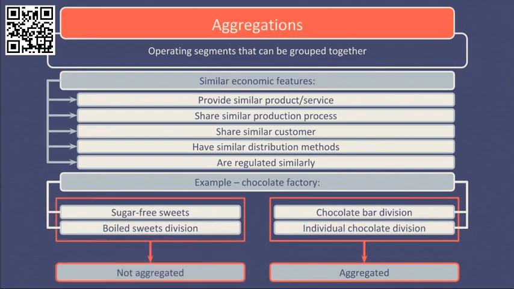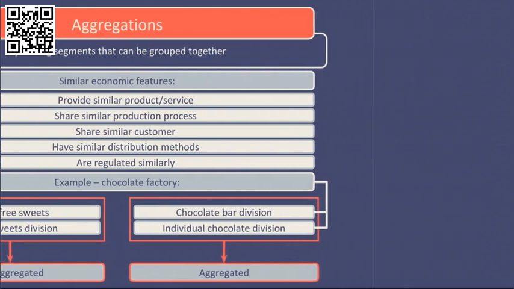The other two divisions, although they have similar production processes, that is where it ends, and they should not be aggregated together. This is because they don't satisfy any of the other criteria. Think about it. Their clientele are completely different, and their regulation is completely different. Sugar-free products will have to satisfy stringent regulations that the hard-boiled sweets don't.